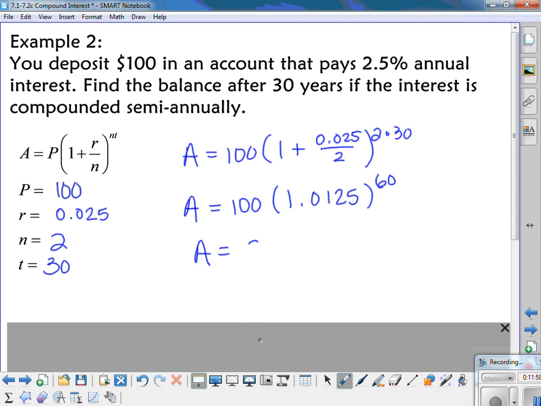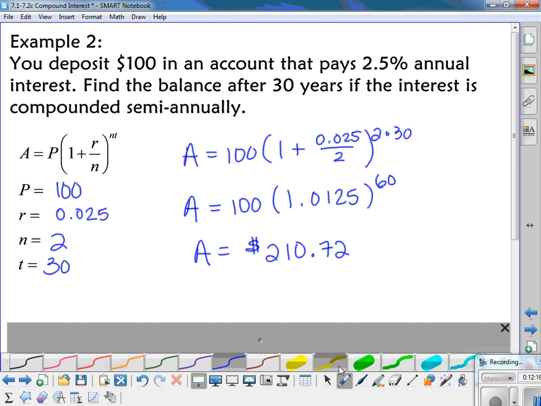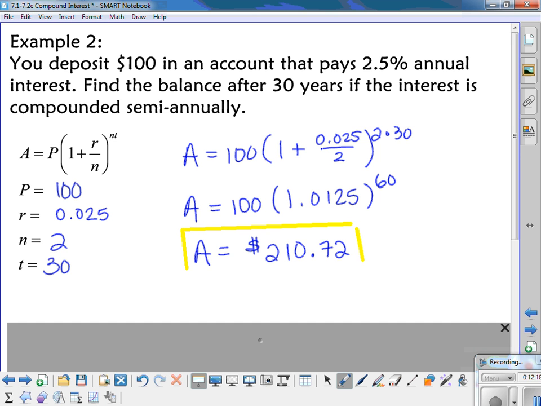Okay, about 211. Since this is money, we're going to go ahead and do it to the penny. So 210 and 72 cents, exactly. Because yeah, the bank's not going to round up. They're not going to give you 211. They're going to give it to you to the penny. All right, so $210.72, just for sitting there doing nothing.